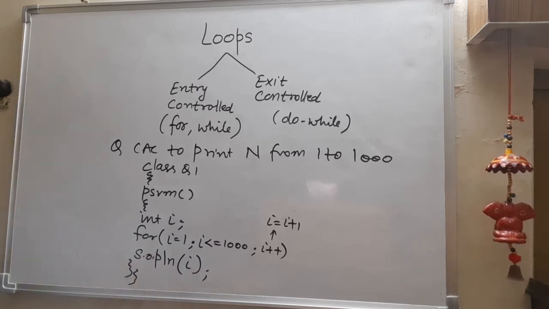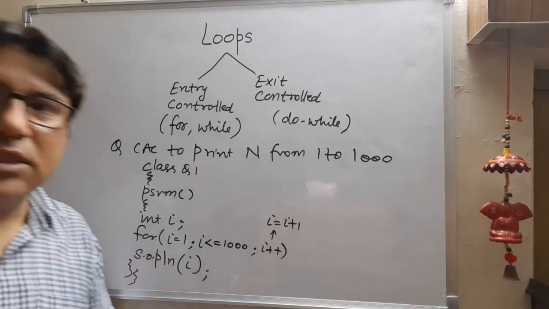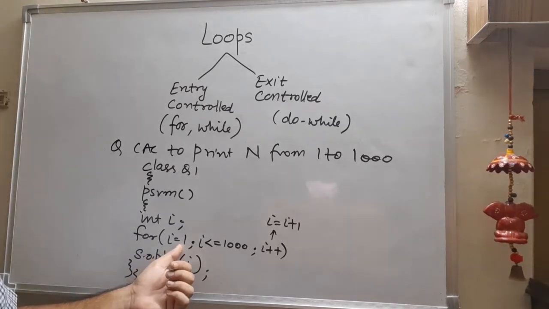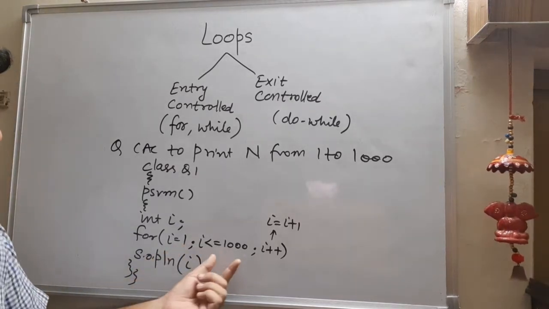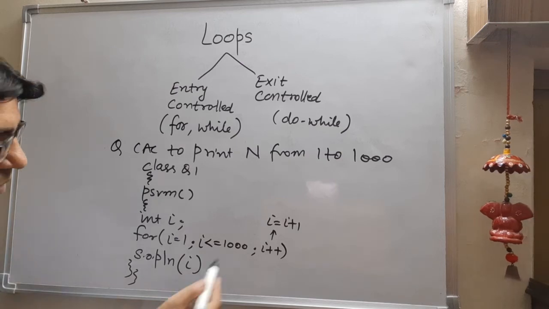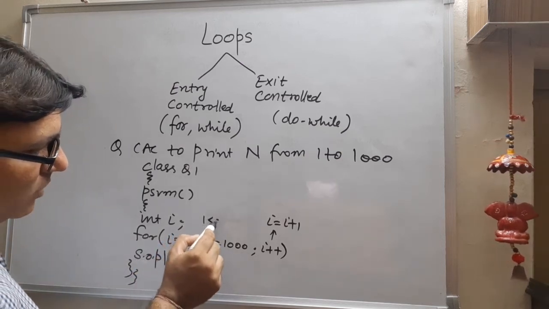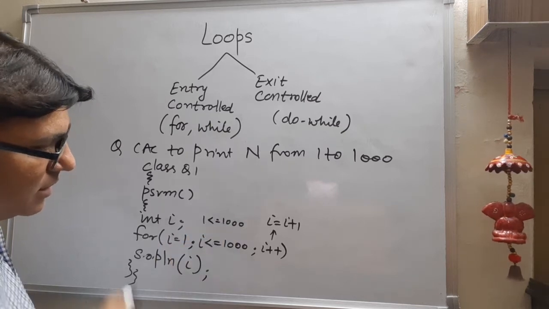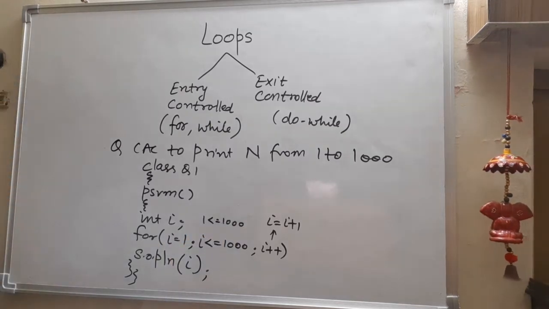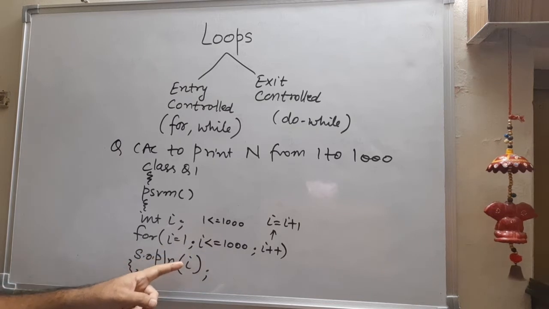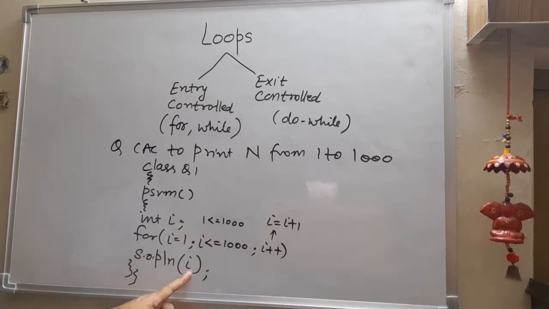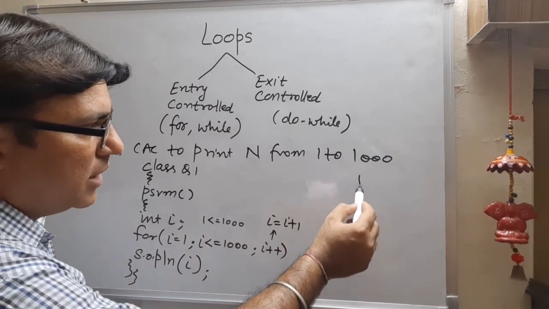So what will happen when this program will run? This is the starting value, that is i = 1. Now it will check the condition whether i <= 1000. So what is the value of i? i = 1. So 1 is less than or equal to 1000. This is correct, this is true. So this program will run forward and System.out.println(i) will be printed. The value of i is 1 here, so 1 will be printed on the screen.